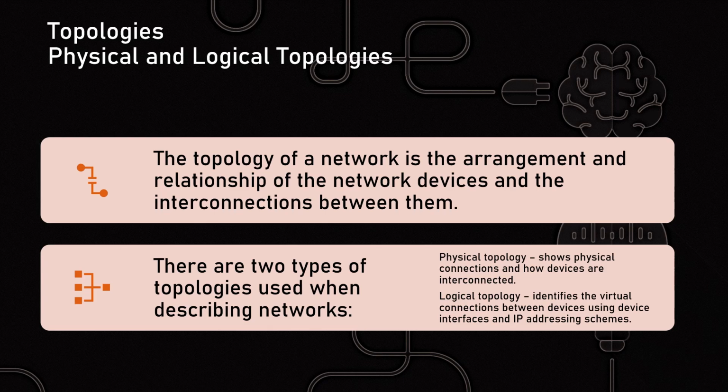First things first, when we talk about the topology of a network, it's the arrangement and relationship of network devices and the connections between them. Now, there are two types of topologies we traditionally use when describing a network. The physical topology deals with physical connections and how devices are linked. The logical topology talks about virtual connections using device interfaces and IP addressing schemes.